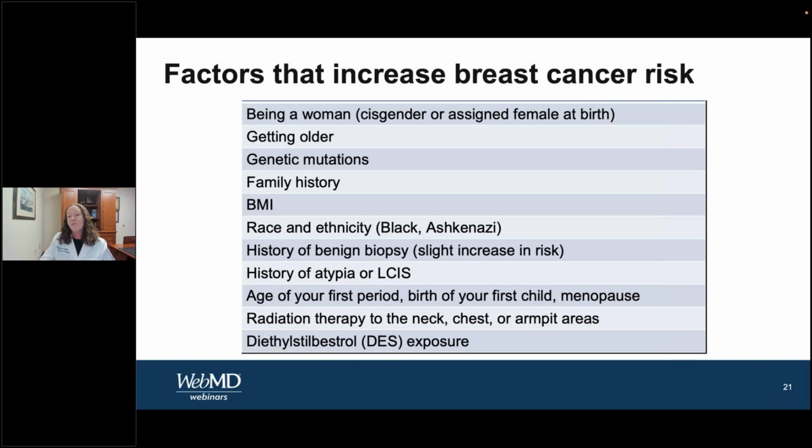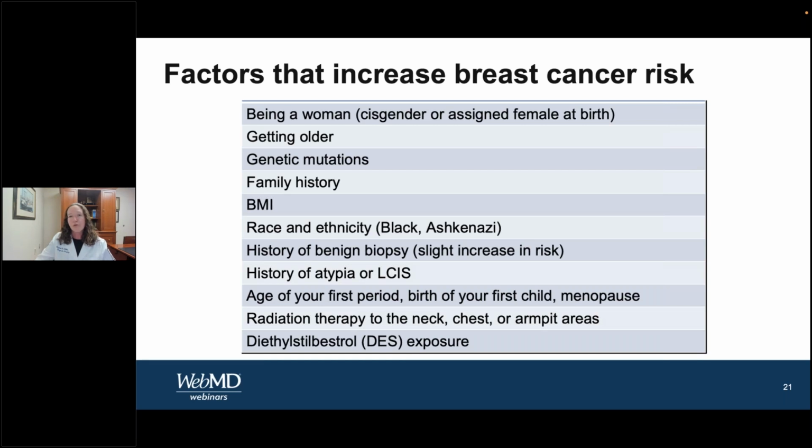History of benign breast biopsy can very slightly increase your risk as far as we can tell from the current data. Any personal history of atypia on a biopsy, which is abnormal cells, or LCIS, which stands for lobular carcinoma in situ, those increase your risk of breast cancer, as well as things like when you got your first period, how old you were when you gave birth to your first child, and what age you were when you went through menopause all factor into breast cancer risk.